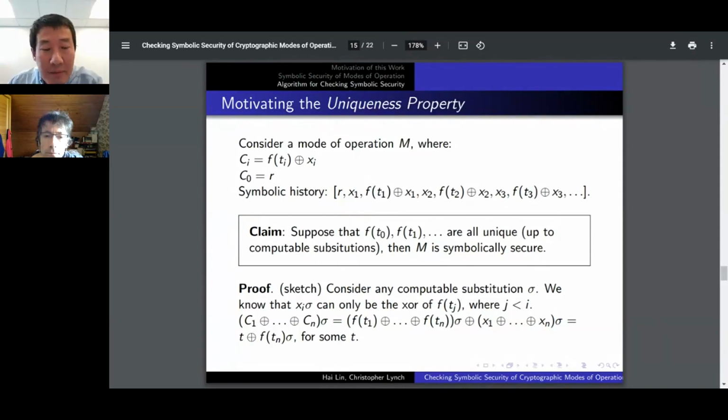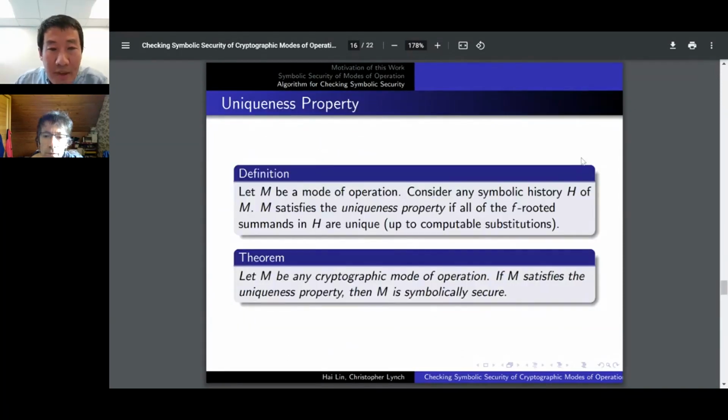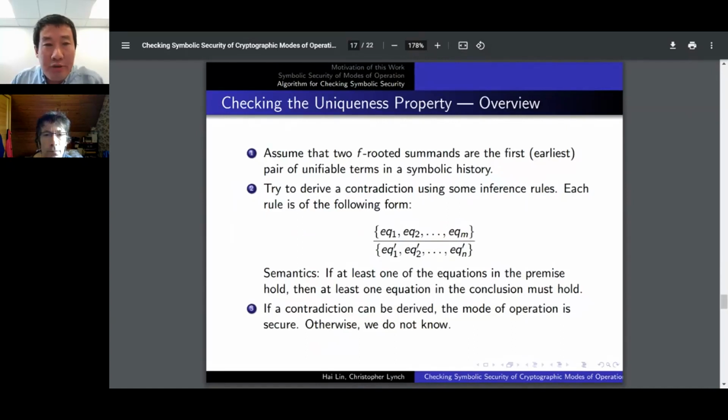So here's the formal definition. It says, consider any symbolic history. M satisfies the uniqueness property if all of the F-rooted summands in the symbolic history are unique. And we have a theorem that says the uniqueness property implies symbolic security. So the next question is, how should we check the uniqueness property?